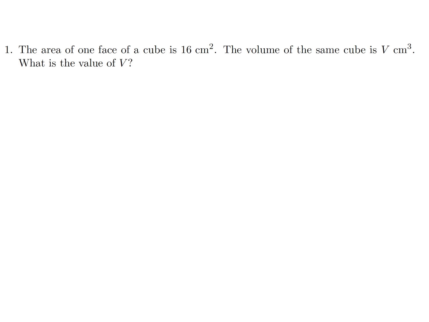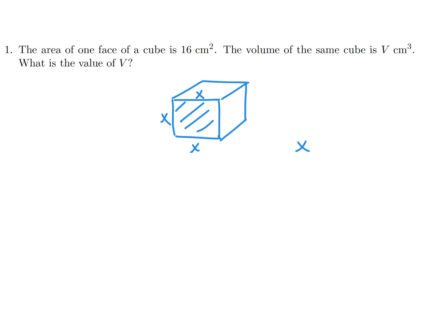The area of one face of a cube is 16 centimeters squared. The volume of the same cube is V centimeters cubed. What is the value of V? So if we have a cube, and the side is X, then they're saying that the area of one face is 16. So that means X squared is 16, and therefore X would be 4.